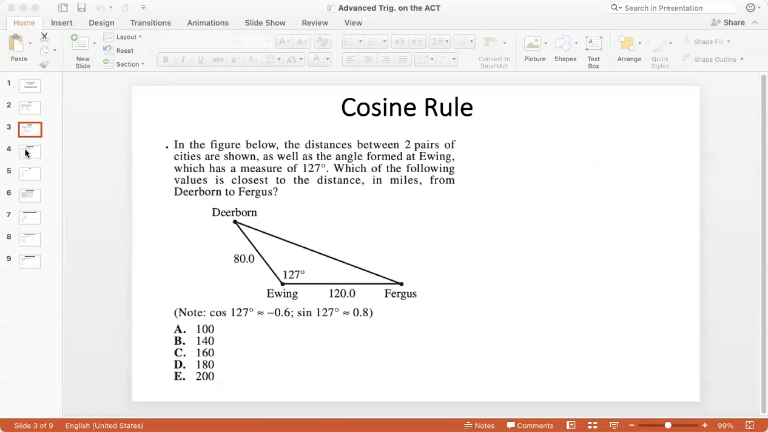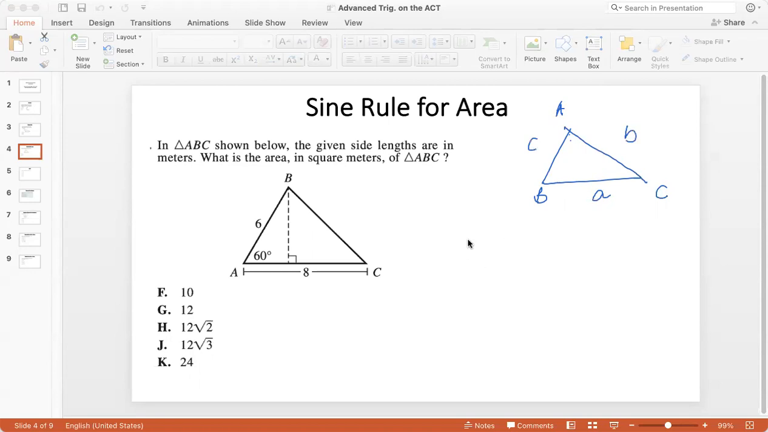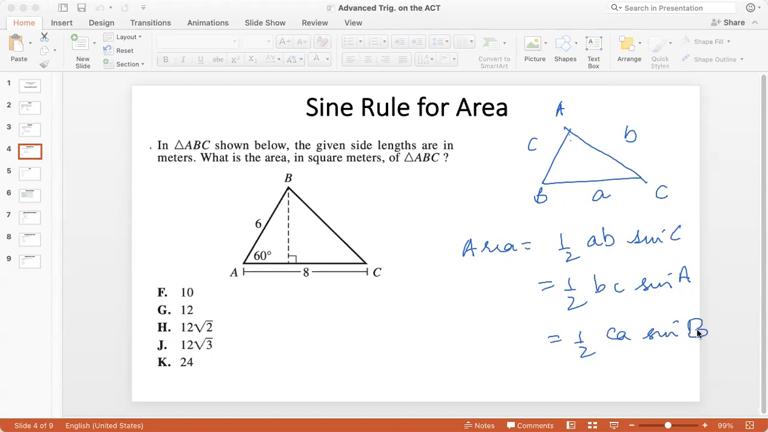Okay, let's move to the next one. Now there is a sine rule for area, which states that if you have any triangle ABC and you have a, b, and c, then the area of the triangle is half ab sine C or half bc sine A or half ca sine B. So it is half the product of adjacent sides multiplied with the sine of the angle between the sides.